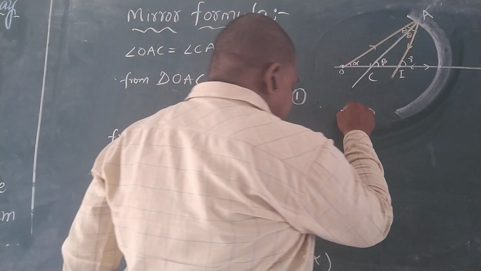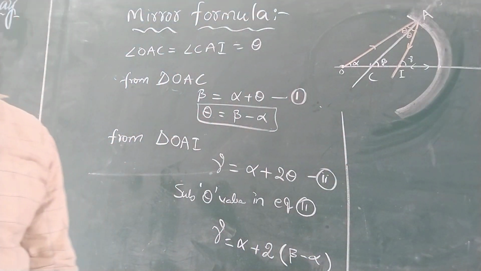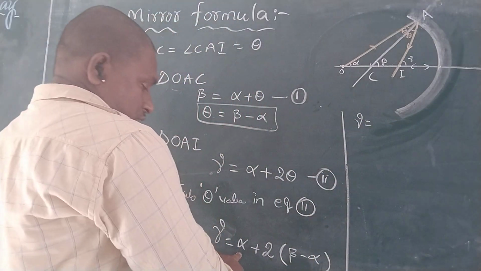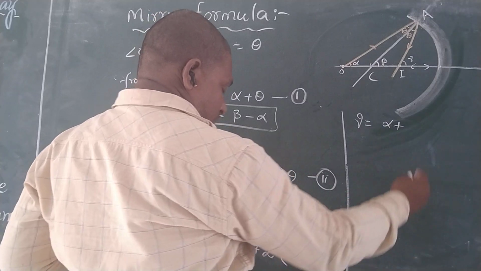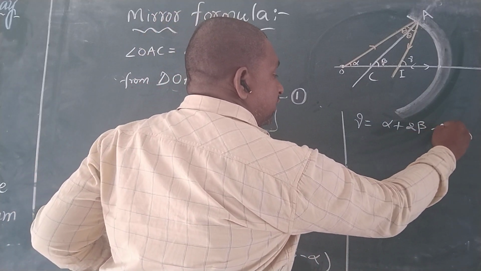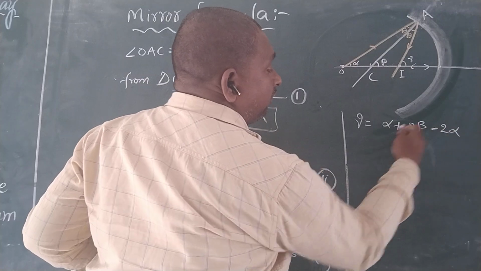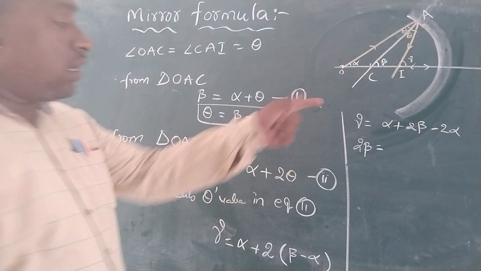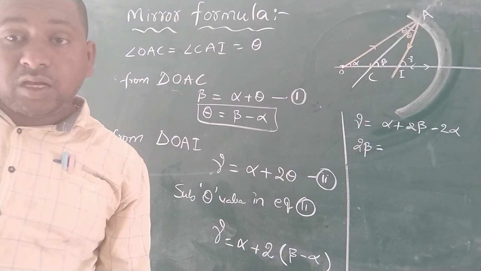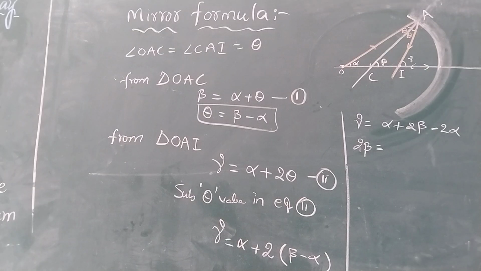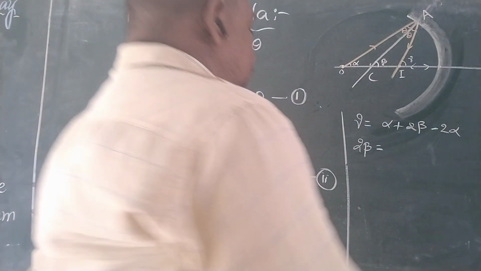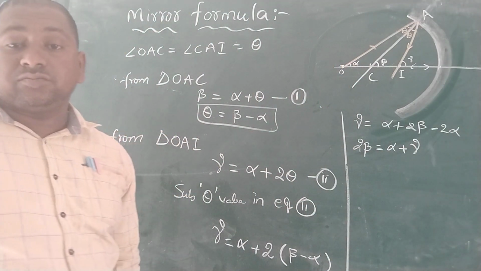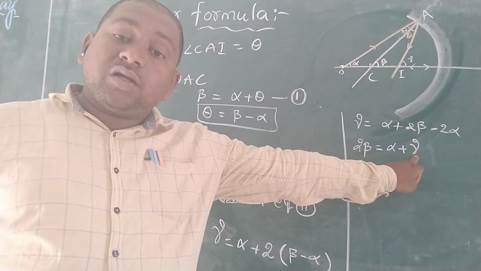Let me conclude this derivation here. Beta minus alpha. Please expand this. Gamma is equal to alpha plus 2 beta minus 2 alpha. Alpha and alpha are going to be cancelled. Let you see, alpha plus gamma remains here. Alpha plus gamma is going to remain here.